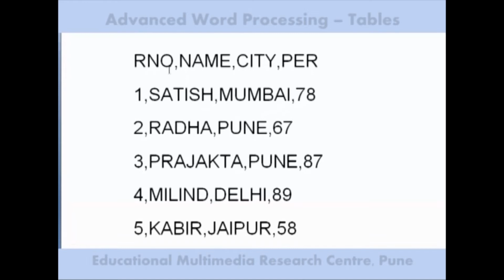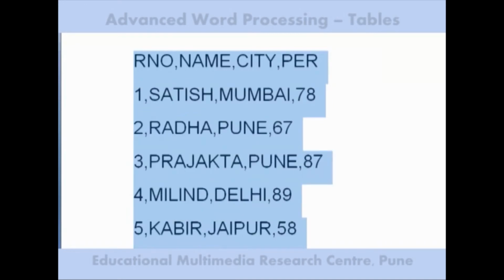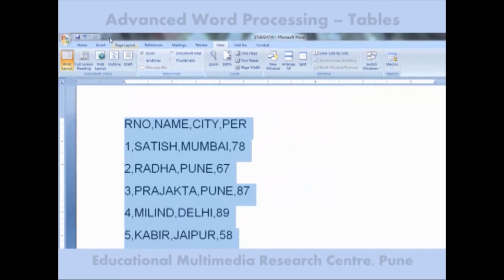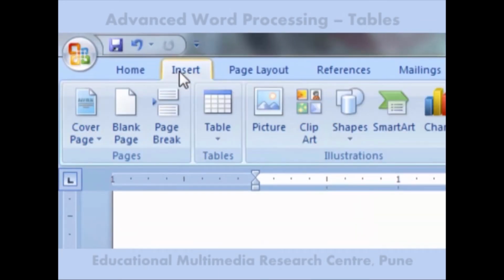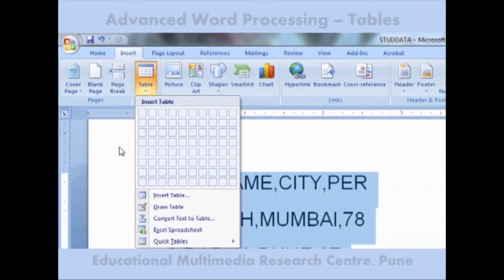Step 1. Insert separator characters such as commas or tabs to indicate where you want to divide the text into columns. Use paragraph marks to indicate where you want to begin a new row. Step 2. Select the text you want to convert. Step 3. Select the Insert tab. Step 4. Click the Table command. Step 5. Select Convert text to table from the menu.